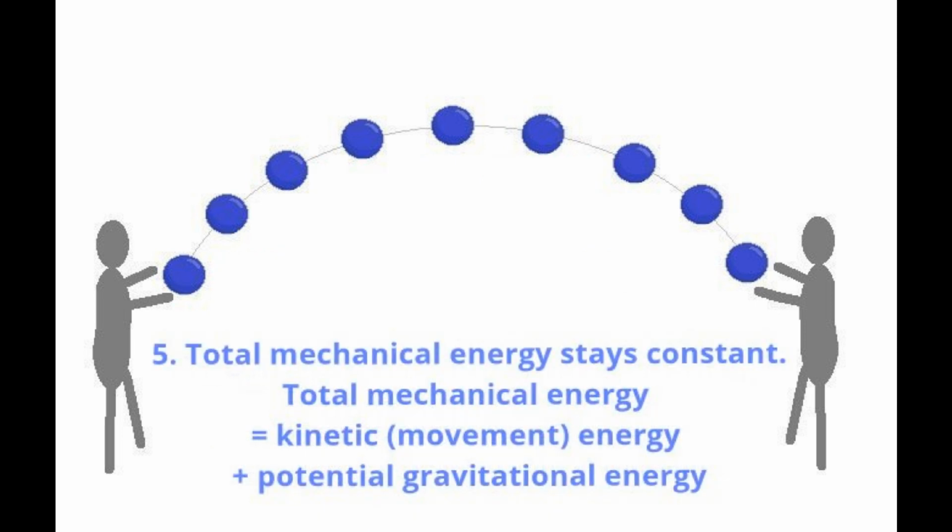Number 5. The total mechanical energy in the problem will always be constant. The total mechanical energy is the sum of the kinetic energy, which is the energy from movement, and the potential gravitational energy, which is the energy due to the height of the object. This is why, when at the maximum height, we will have a maximum potential gravitational energy and a velocity of 0 due to the 0 kinetic energy. And at the lowest point, where h is 0, the height is 0, we will have no potential gravitational energy, but a maximum kinetic energy, and therefore the highest velocity.